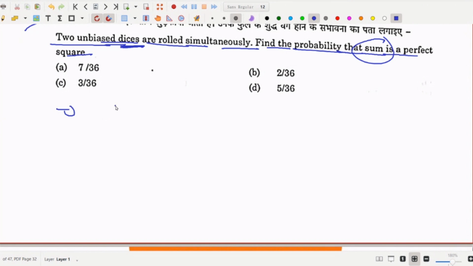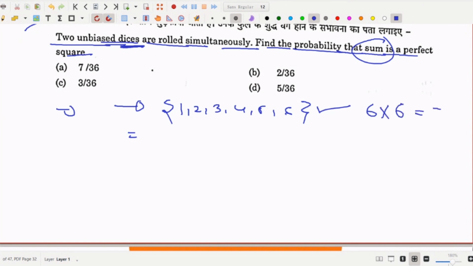See, one dice. How many outcomes are possible? One can come, two, three, four, five, six. If we are throwing two dice, in one dice six outcomes are possible. So if we talk about two, that means 36 outcomes are possible.